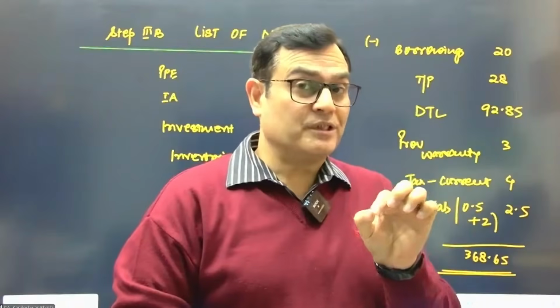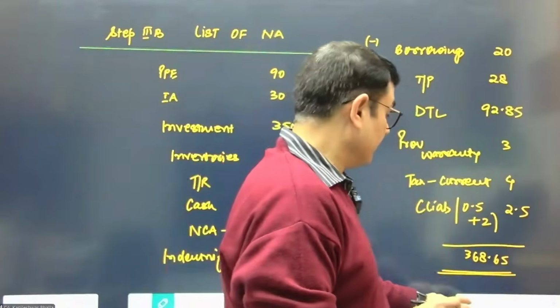Now we need to go to the crucial step, that is step number 4, calculating the purchase consideration. Sir, in additional points, fair value of 1.2 crores is given. No, sir, that doesn't have any relevance here.